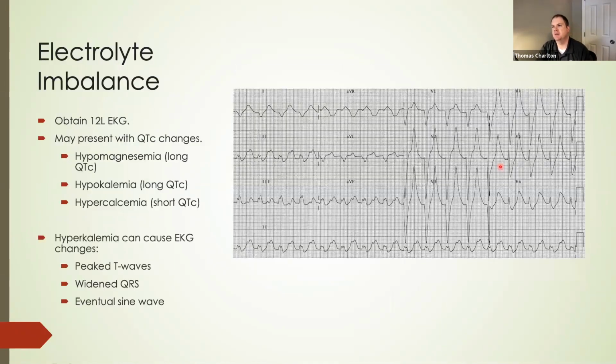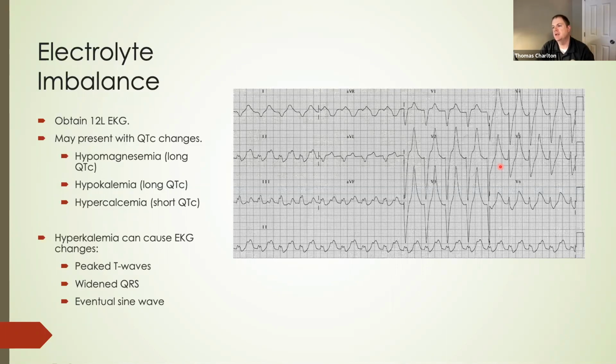All right, let's talk about some of the electrolyte imbalances. Again, get a 12-lead EKG. Some of the time you're going to have QTC changes when your salts get out of whack. Hypomagnesemia and hypokalemia will both lengthen your QTC. Hypercalcemia will shorten your QTC.